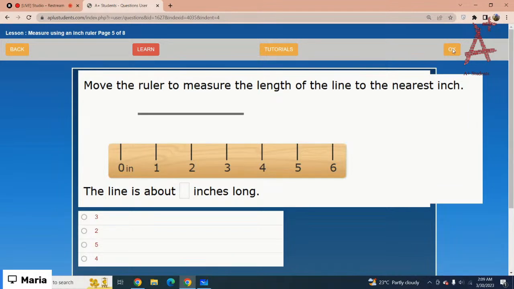Okay, the next one is move the ruler to measure the length of the line to the nearest inch. So again, you have to move the ruler to calculate the length of the line. You have to line up the 0 on the ruler with the left end of the line, and see where the right end of the line is lined up with the ruler. So probably the length of this line is 3 inches. So it would be 3 inches.